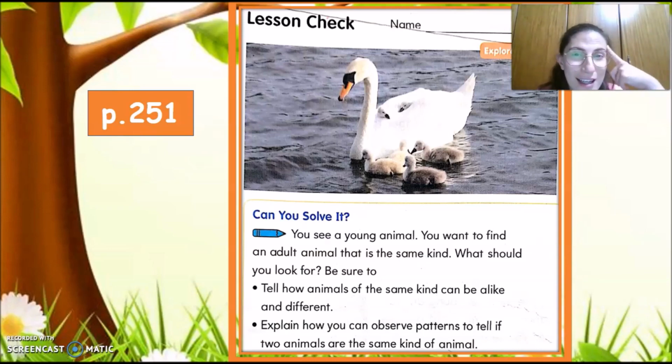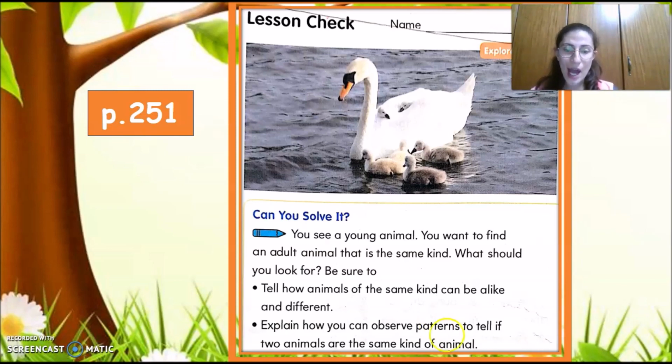Think. Excellent! I should observe another animal that has the same body parts, because we said that animals of the same kind share the same body parts, but they might be different sizes or different colors. But of course, they will have the same body parts. Clear so far? So that's how they could be the same. They share the same body parts, and how they would be different, they might have different sizes or different colors.